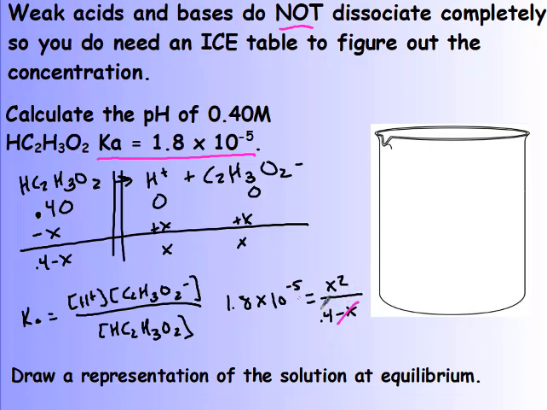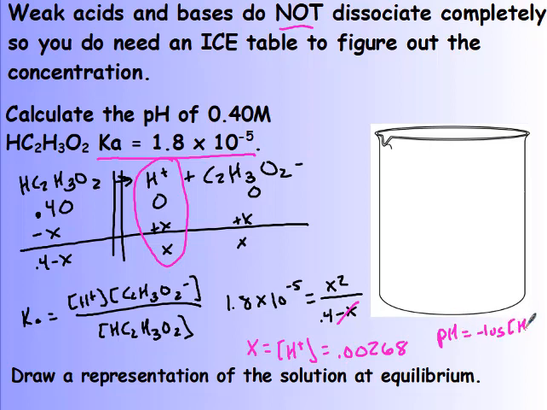So here we're going to multiply by 0.4 and then square root to get my X. Make sure you always define what X is. That's important for calculating my pH. In this case, my H is my X. So solving that out, I get 0.00268. So pH is negative log of H.